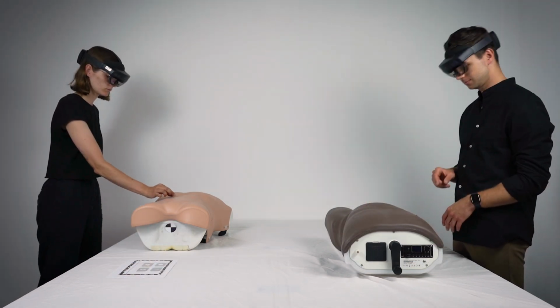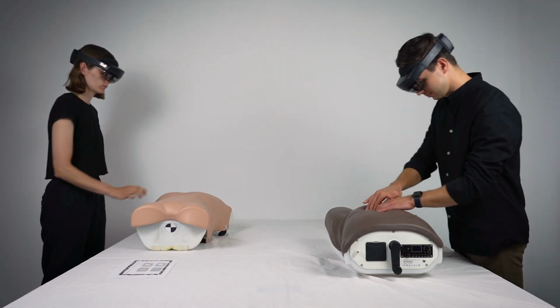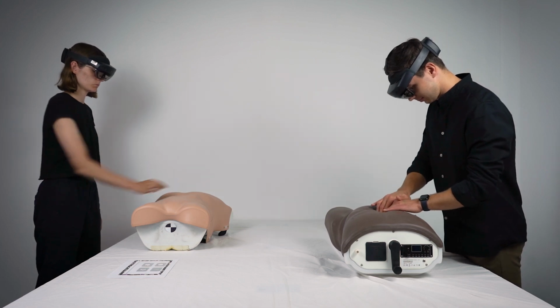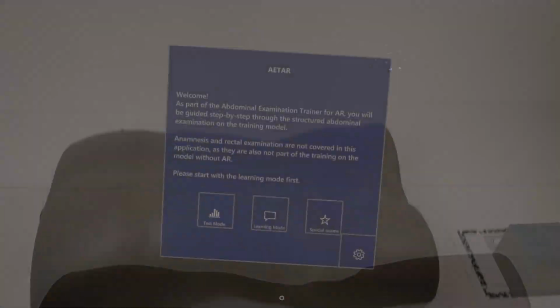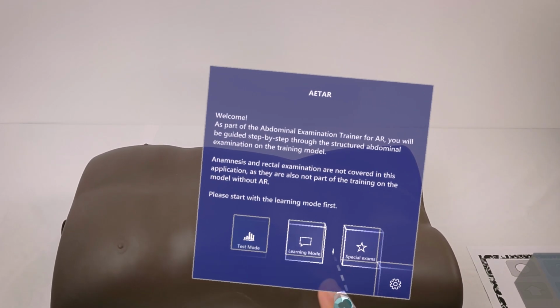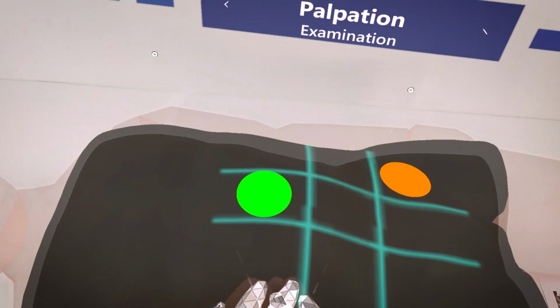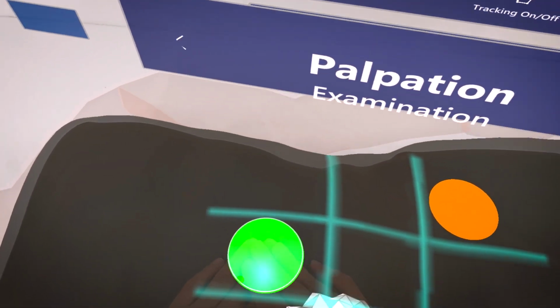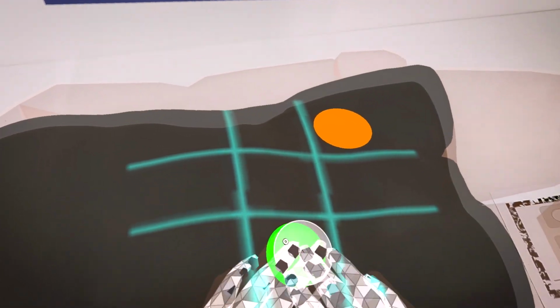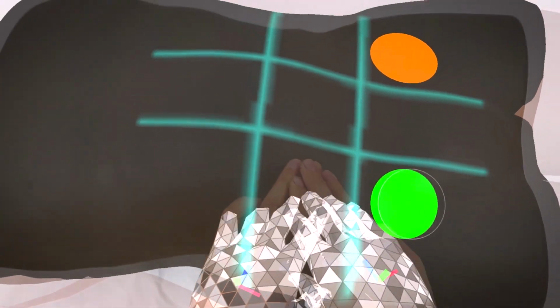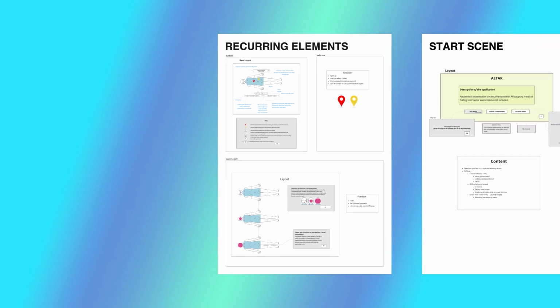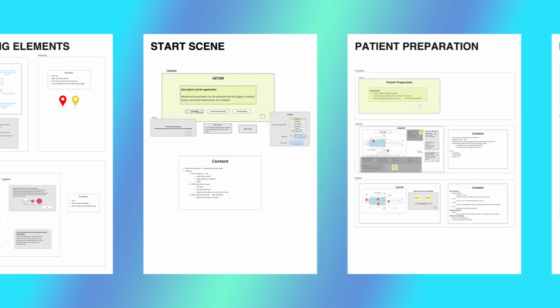EATR is the first AR tool that guides students through the entire abdominal examination. Practical examination steps are practiced, as well as possible symptoms and findings, and other textbook content is taught. This allows for extensive self-study at the student's own pace and the development of an examination routine without the time pressure of clinical practice.